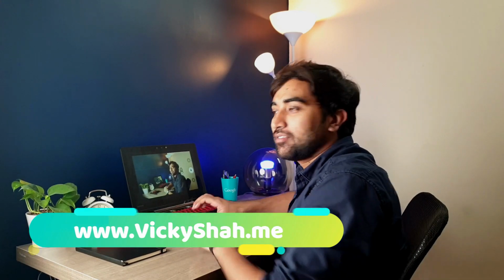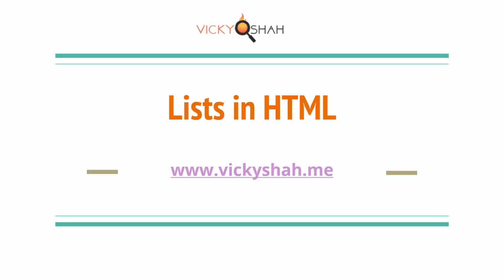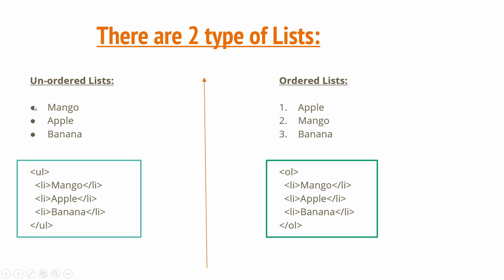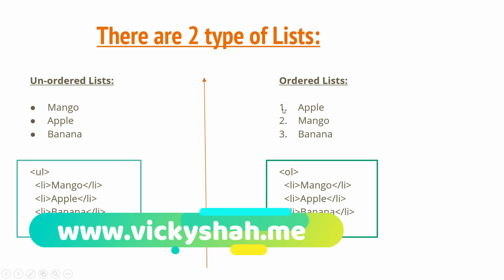Let's get started. Today we will be talking about lists in HTML. There are two kinds of lists available in HTML. One is an unordered list, which is represented by circular or round bullets, and the other one is an ordered list, which is represented by actual numbers.